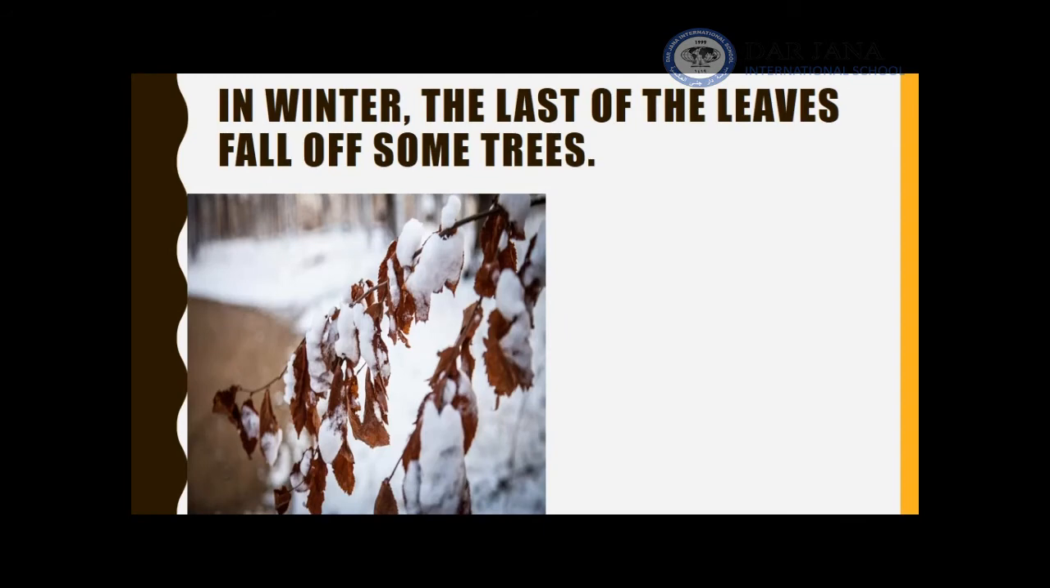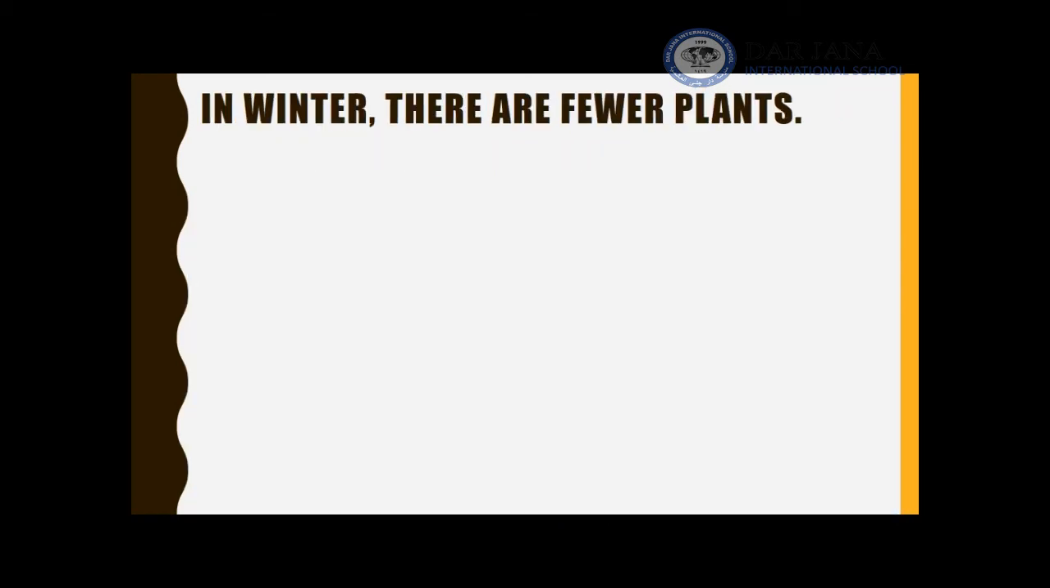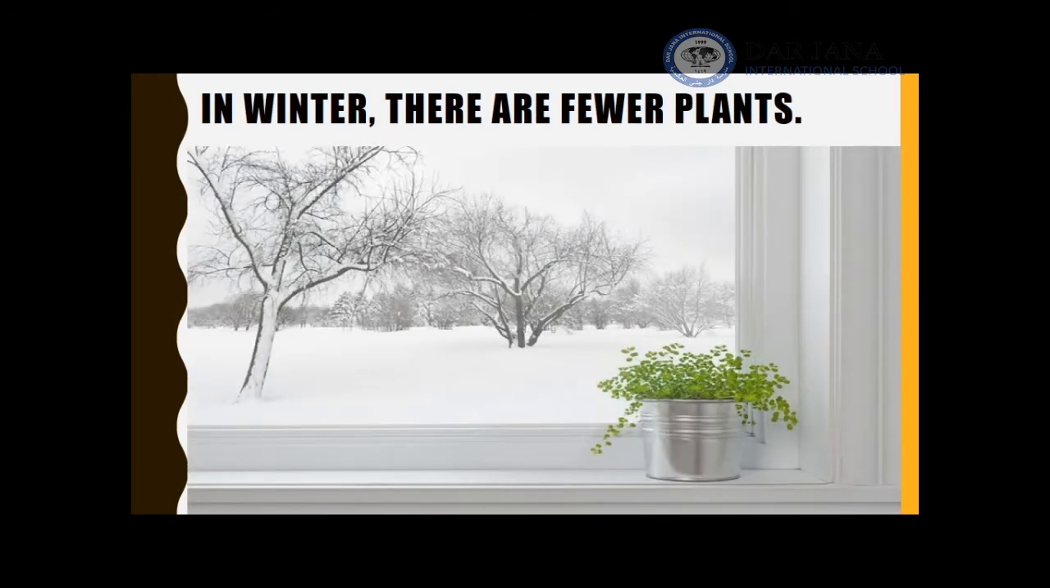In winter, as we said before, in fall the color of the leaves will change. Then they start falling. Now in winter, the last of the leaves fall off some trees. You could see that the trees almost don't have any leaves on them. Since the weather is very cold and freezing, then there will be just fewer plants.